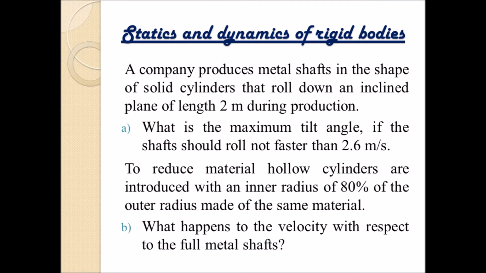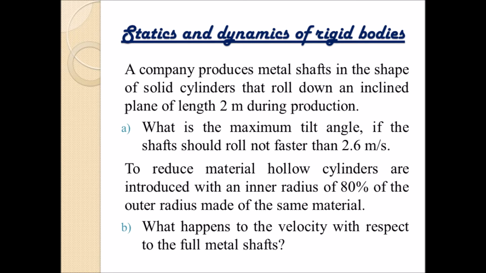A company produces metal shafts in the shape of solid cylinders that roll down an inclined plane of length 2 meters during production. A. What is the maximum tilt angle if the shafts should roll not faster than 2.6 meters per second? Then, to reduce material, hollow cylinders are introduced with an inner radius of 80% of the outer radius, made of the same material. B. What happens to the velocity with respect to the full metal shafts?